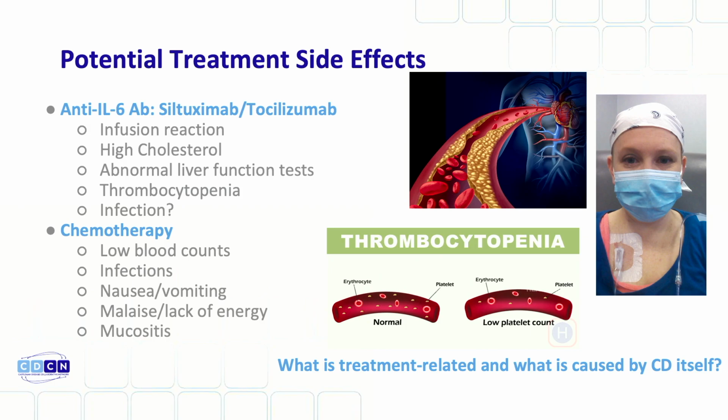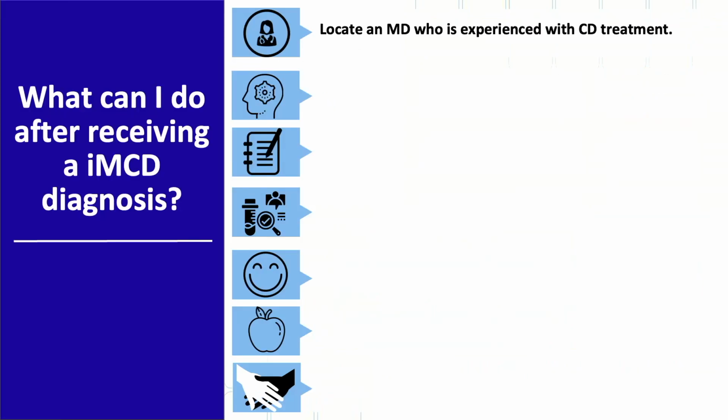For IL-6 blockers like siltuximab, we mentioned earlier infusion reactions. That's why steroids are needed at the time of the infusion. You can also have low platelets as a result of your treatment. Chemotherapy, I think we all know the side effects that come with chemo: lose your hair, really low immune cell counts.